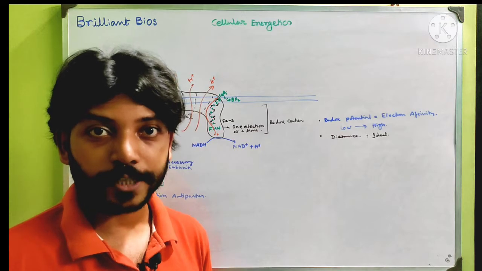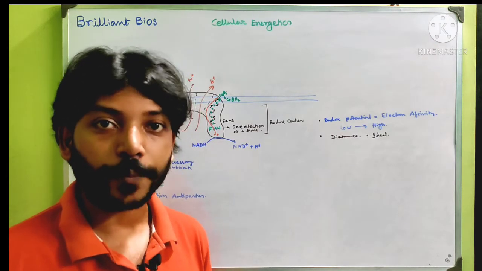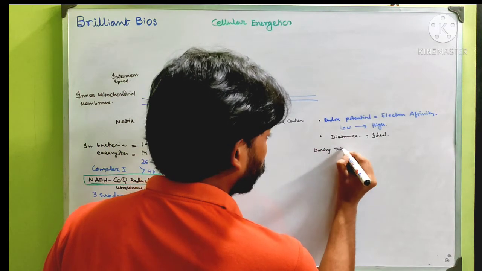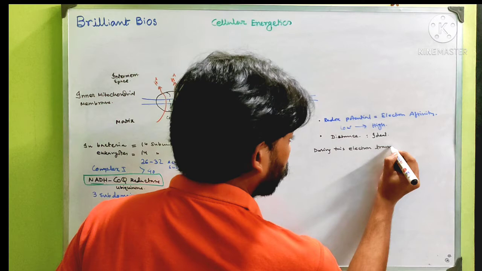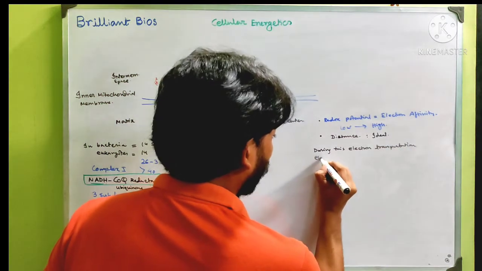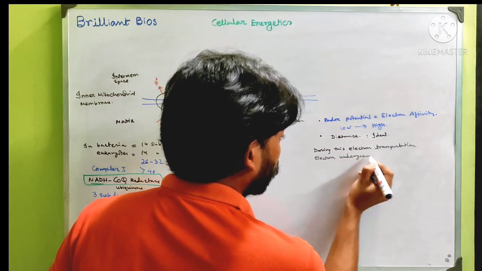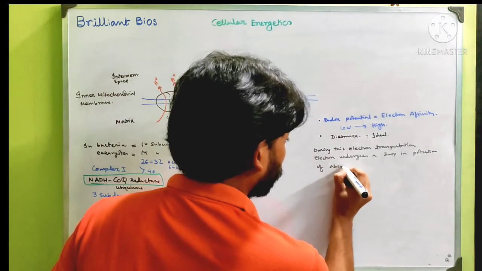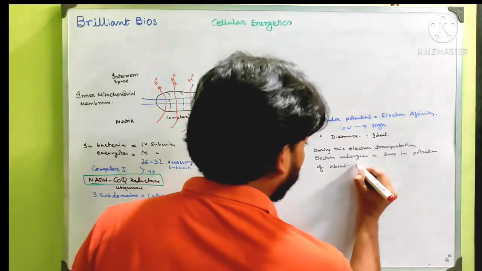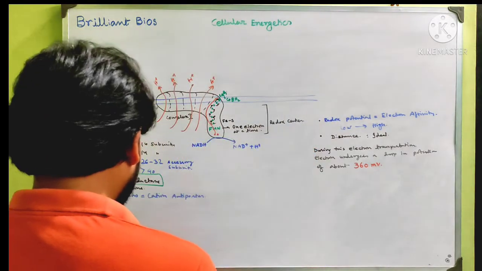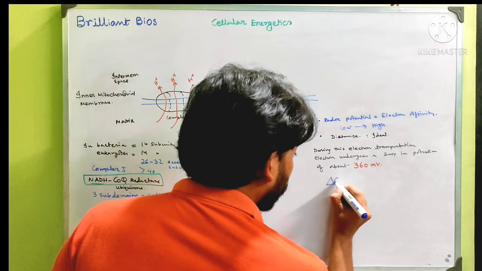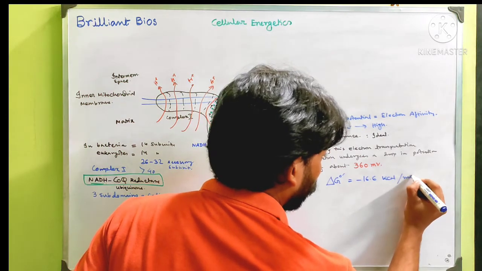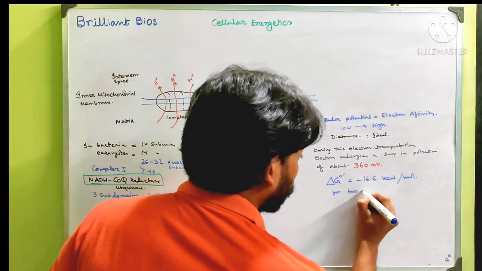Now it has been found that during these transportations, the electron undergoes a drop in potential of about 360 millivolts, and the delta G0', that means free Gibbs energy, is approximately minus 16.6 kilocalories per mole for 2 electrons. You have to remember this.